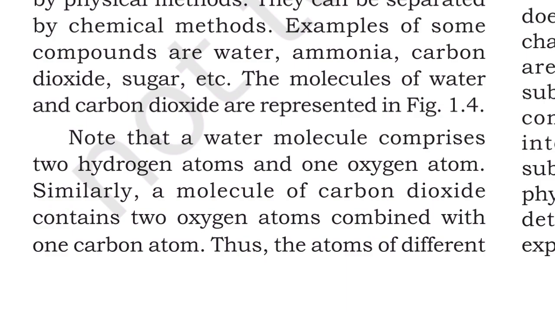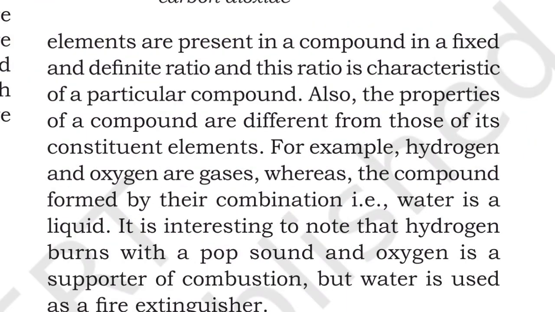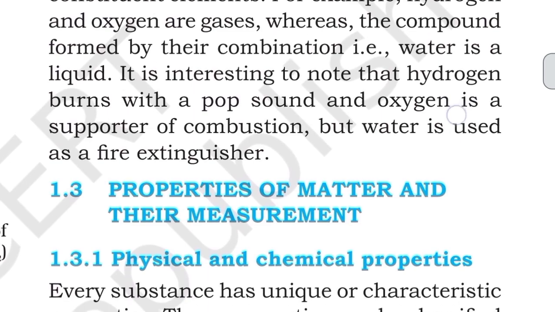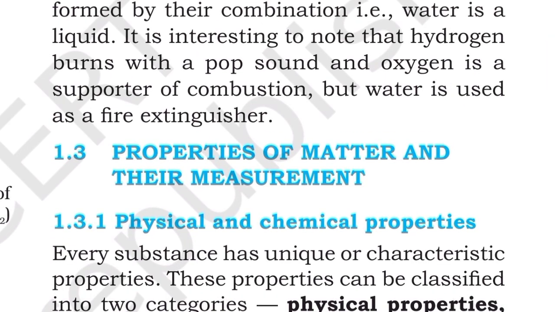Thus, the atoms of different elements are present in a compound in a fixed and definite ratio, and this ratio is characteristic of a particular compound. Also, the properties of a compound are different from those of its constituent elements. For example, hydrogen and oxygen are gases, whereas the compound formed by their combination, that is water, is a liquid. It is interesting to note that hydrogen burns with a pop sound and oxygen is a supporter of combustion, but water is used as a fire extinguisher.